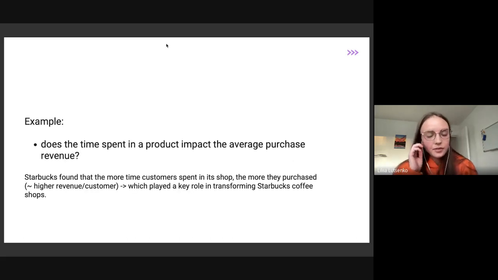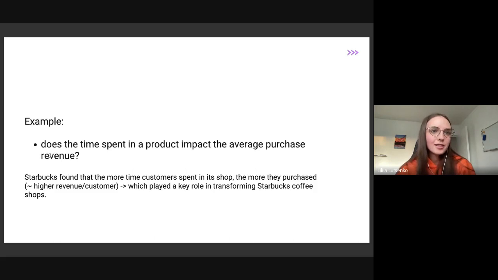Another example: does the time spent in a product impact average purchase revenue? Time spent in a product, you can remember examples of Spotify and Netflix, but it's quite a good North Star to follow for some products. And as I told you, Starbucks found that the more time customers spent in the shop, the more they purchased, which played a key role in transforming Starbucks' strategy around its coffee shops.